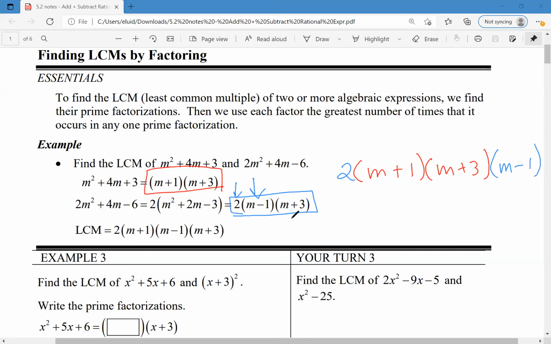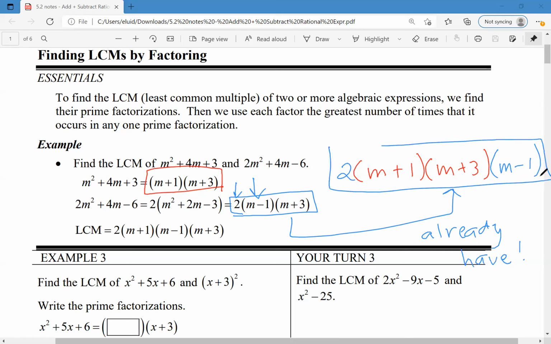The m plus 3 is already there, so we already have it, and we don't need it again. So our full LCM has these 4 factors: 2, m plus 1, m plus 3, m minus 1. The order can be rearranged in any way as long as all of those factors are there. Working on this is getting us ready to find LCDs, which stands for least common denominators. So that's where we're headed with this.